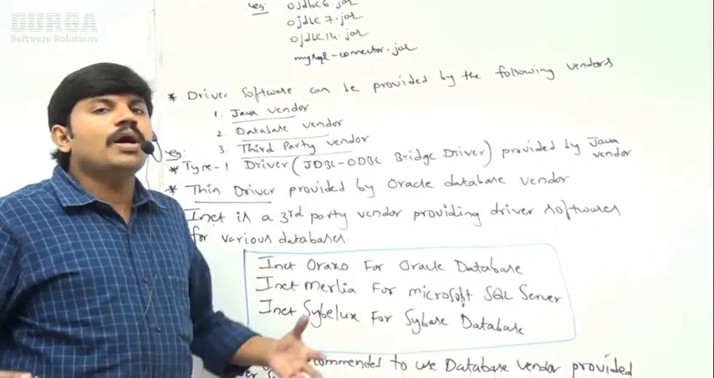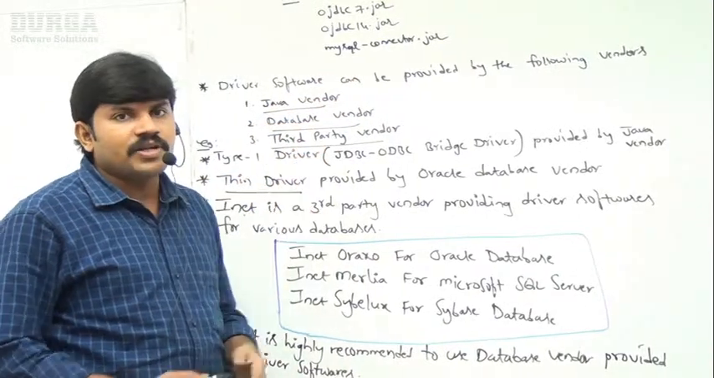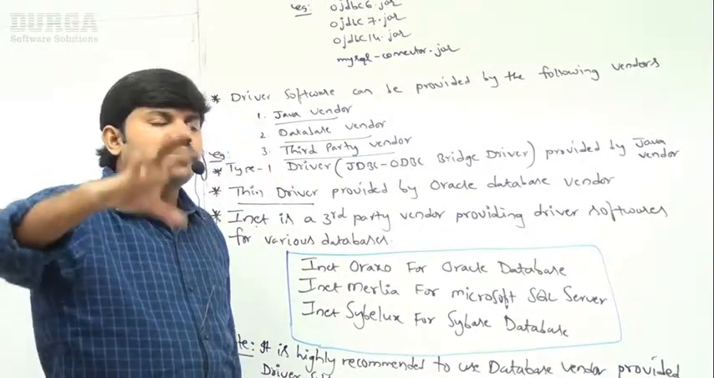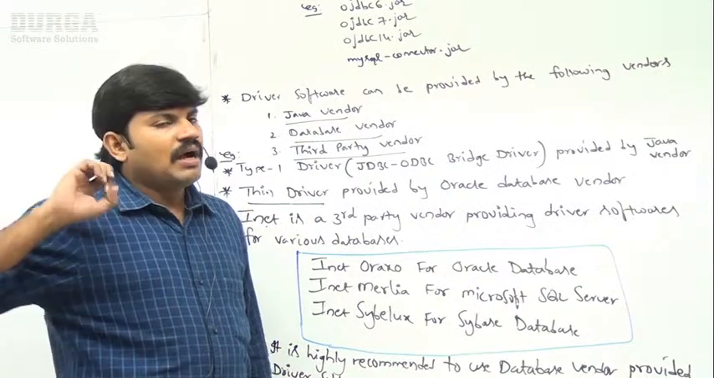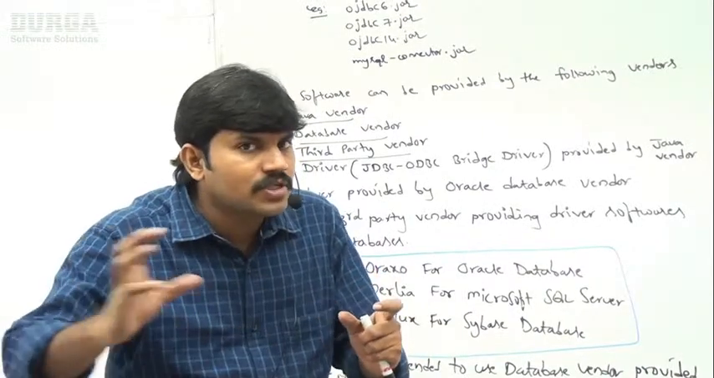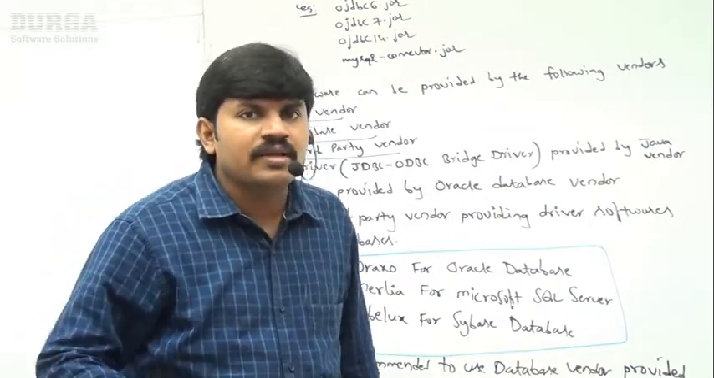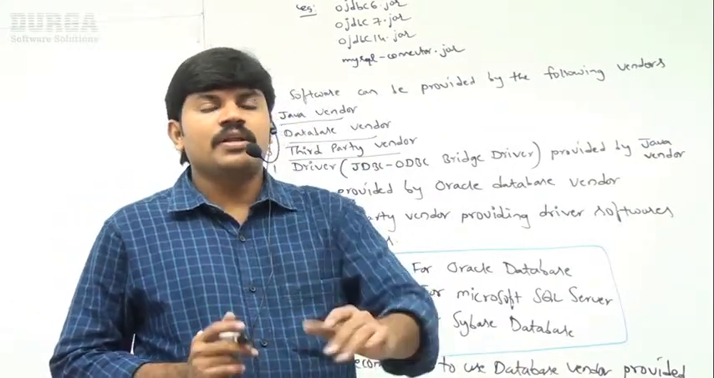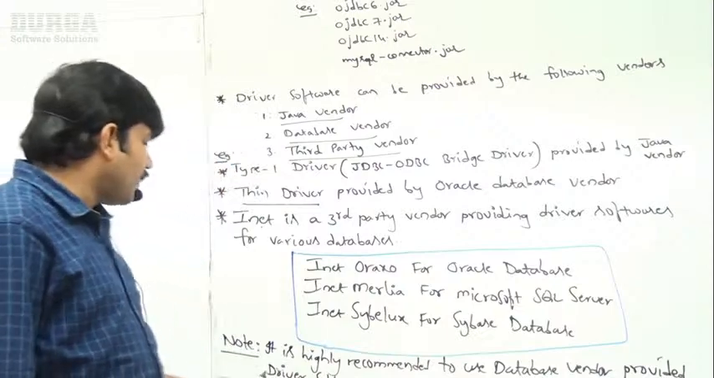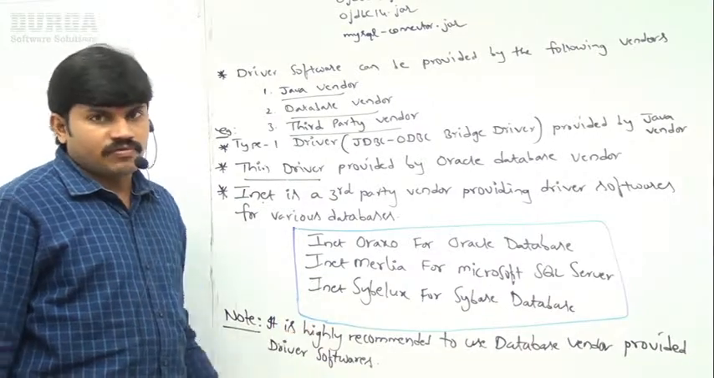So, who is providing driver softwares, right? Multiple people: Java vendor, database vendor, and third party vendor. But among all, which vendor provided driver softwares are recommended to use? Remember that it is highly recommended to use database vendor provided driver softwares. More compatibility with the database will be there. That's why. So if the database vendor is unable to provide, then only we need to think about third party vendor. Highly recommended to use database vendor provided driver softwares. Clear for all of you? Note I specified, it is highly recommended to use database vendor provided driver softwares. Clear for all of you?